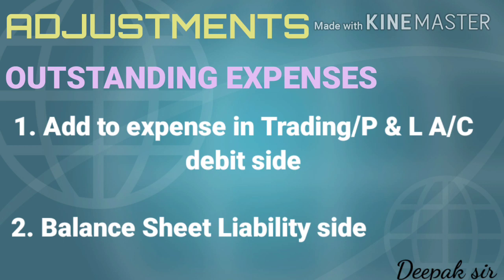So we have to pass two effects of outstanding expenses. The first effect we have to add either in trading account debit side or profit and loss account debit side, and the second effect will come in balance sheet liability side.